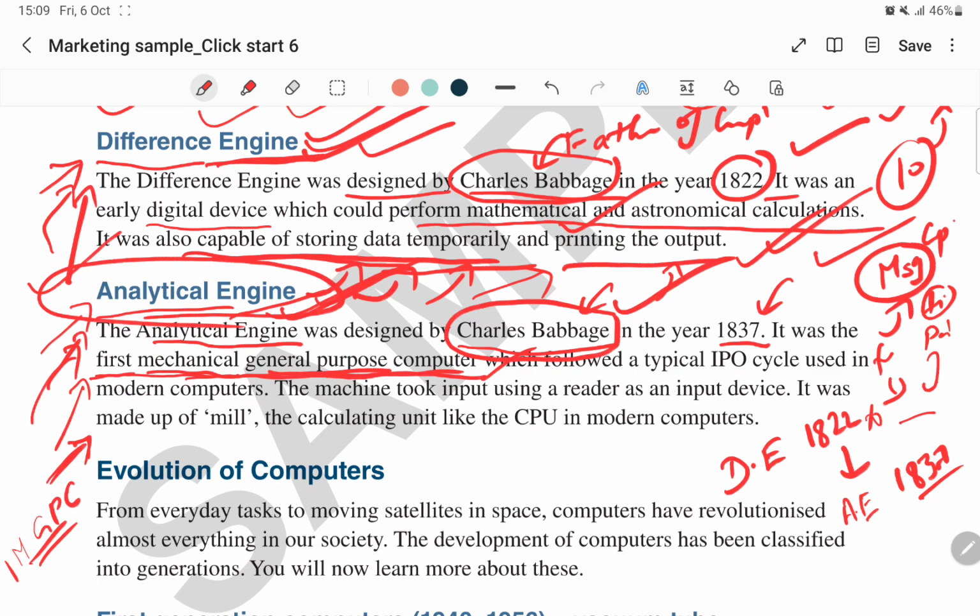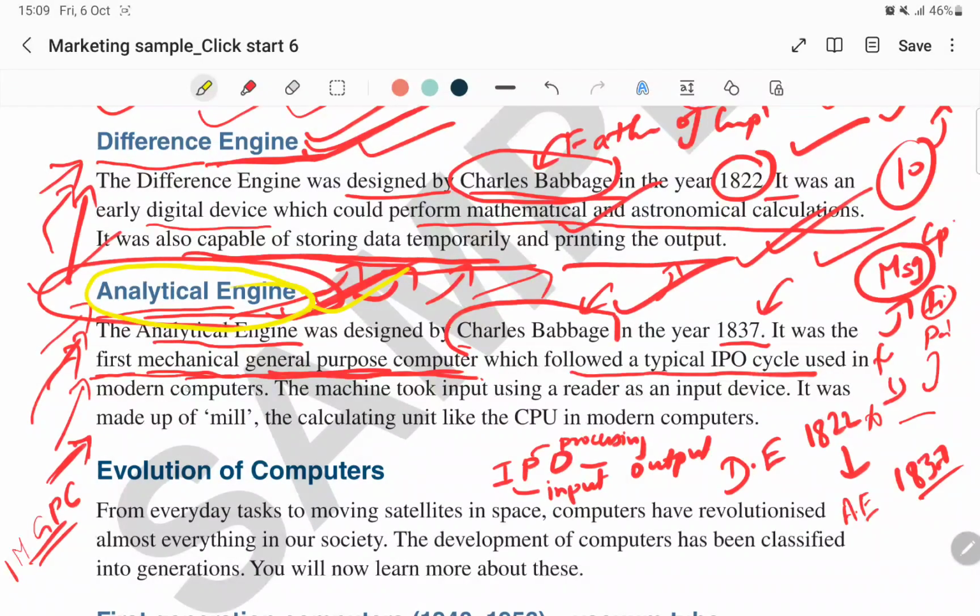So what technique or concept is used behind this computer? It follows a typical IPO cycle. What is an IPO cycle? IPO means I is input, P is processing, and O is output. This mechanical general purpose computer is using a typical IPO cycle, not a water cycle. It is an IPO cycle.